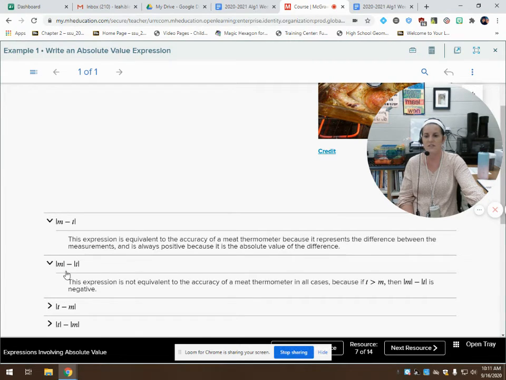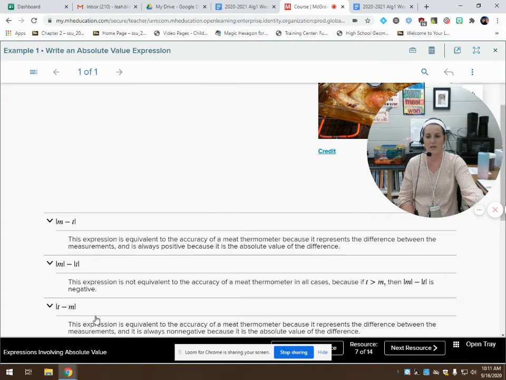No, we'd get a positive, and then let's say we get a positive, but then when we subtract them, that difference could be a negative value. So the expression is not equivalent in all cases because if T is greater than M, then my answer is going to be negative, and we know that it has to be a positive value.